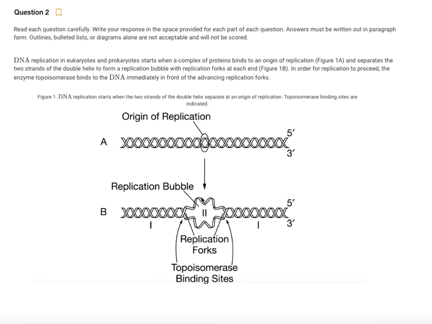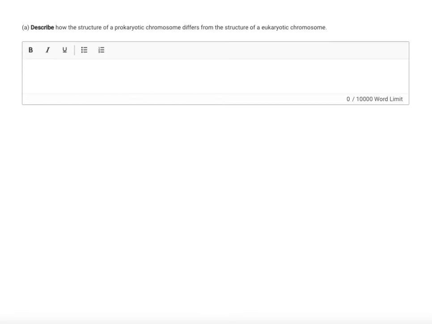But you guys saw at least how they lined up with your neighbors. So you should at least have gotten to see one of these replication bubbles in action. So let's see what they want you to do. Describe how the structure of a prokaryotic chromosome differs from the structure of a eukaryotic chromosome.